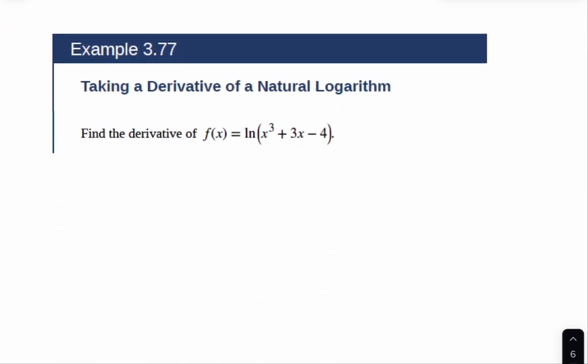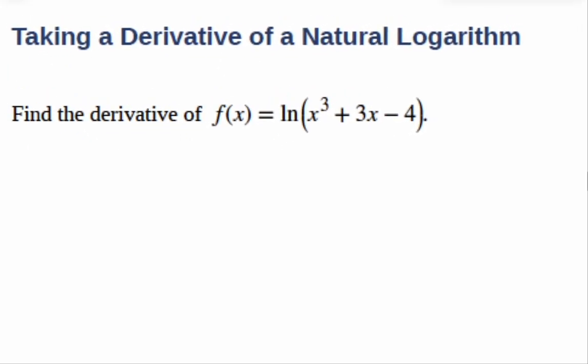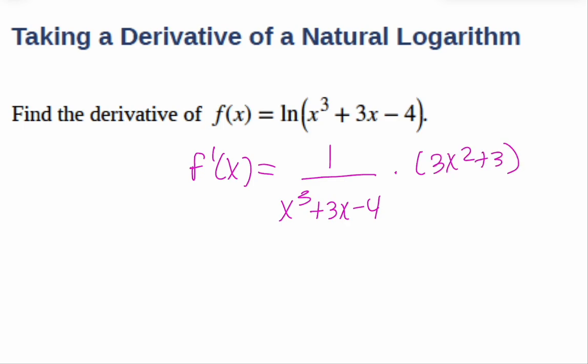So if we have here a natural log, we notice a function stuck inside. The derivative is just going to be 1 over the function that was stuck, 1 over the stuff, times the derivative of the stuff. Well, the derivative of x cubed plus 3x minus 4 is 3x squared plus 3. Now, you can put that directly on the top if you want. You could make that 3x squared plus 3 over x cubed plus 3x minus 4.